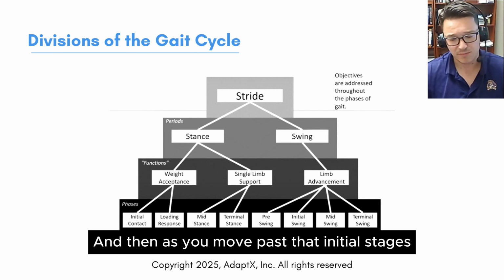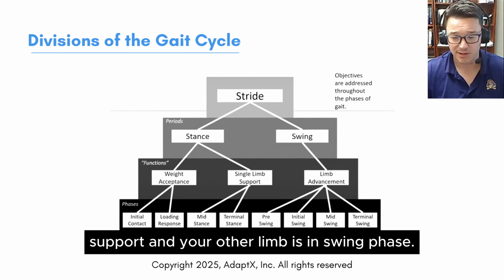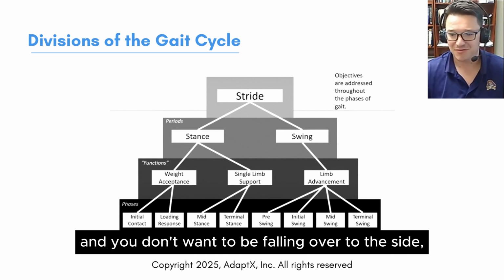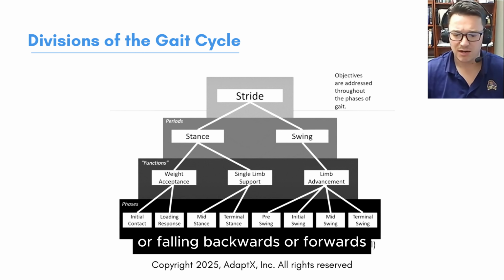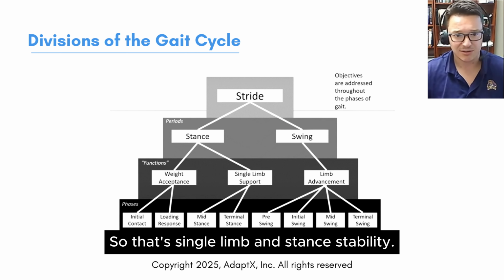And then as you move past that initial stage, you get to that point where you're in single limb support and your other limb is in swing phase. At that point, you have to be stable, and you don't want to be falling over to the side or falling backwards or forwards because of a number of factors. So that's single limb stance stability.